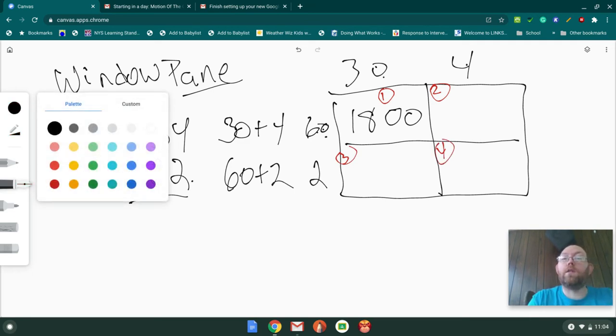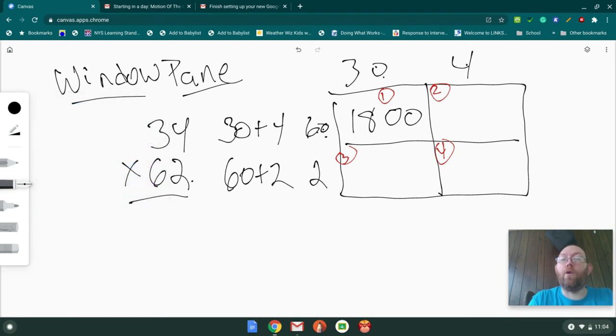Okay. So 60 times 4. Again, I take my 0, move it over. 6 times 4 is 24. Then 2 times 30. Take my 0 from the 30. 3 times 2 is 6. And then I just have 2 times 4 to get 8. Now I add those all together.